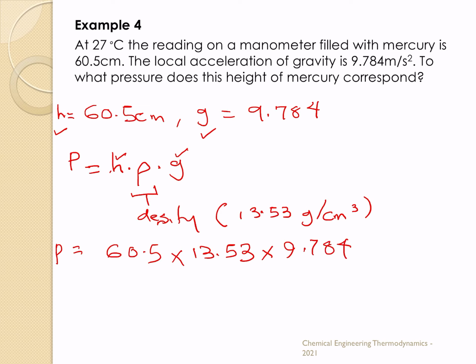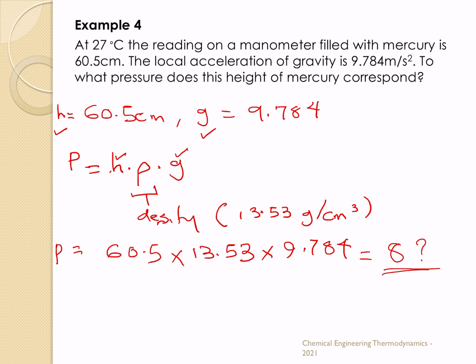Let's plug that into our calculator. 60.5 times 13.53 times 9.784 should give us about 8. We can just round it up. But what is the unit here? Remember we said unit is always important. Let's try it out ourselves.